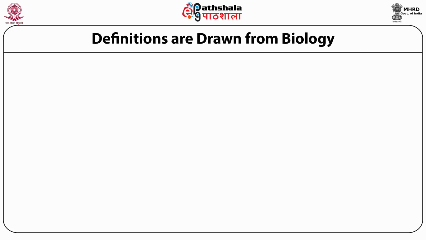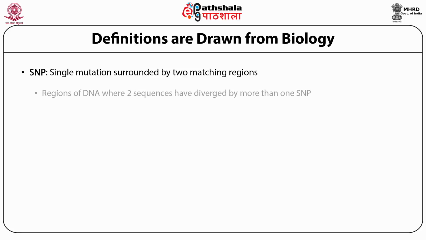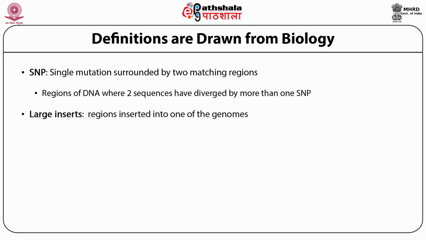We further give the definitions from biology. For example, SNP, known as single nucleotide polymorphism, is a single mutation surrounded by two matching regions, and the region of the DNA where the two sequences have diverged by more than one SNP. Then the large inserts, in which regions are inserted into one of the genome sequences, like the sequence reversal or the lateral gene transfer.